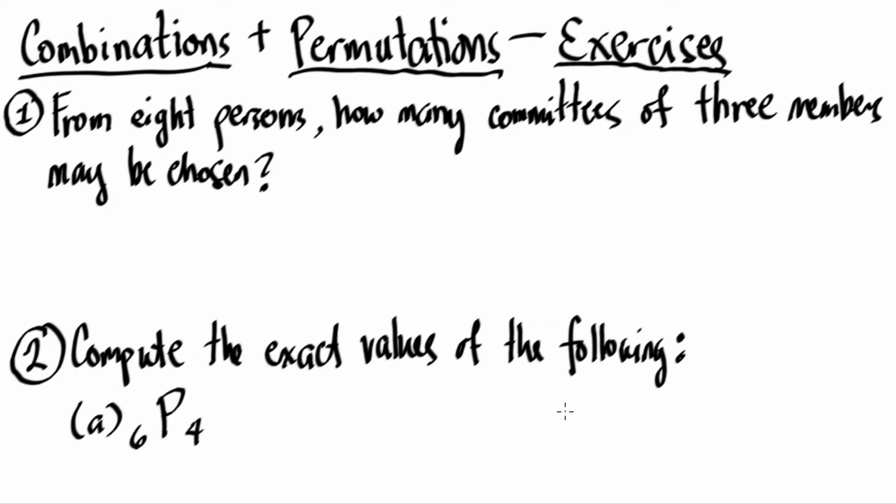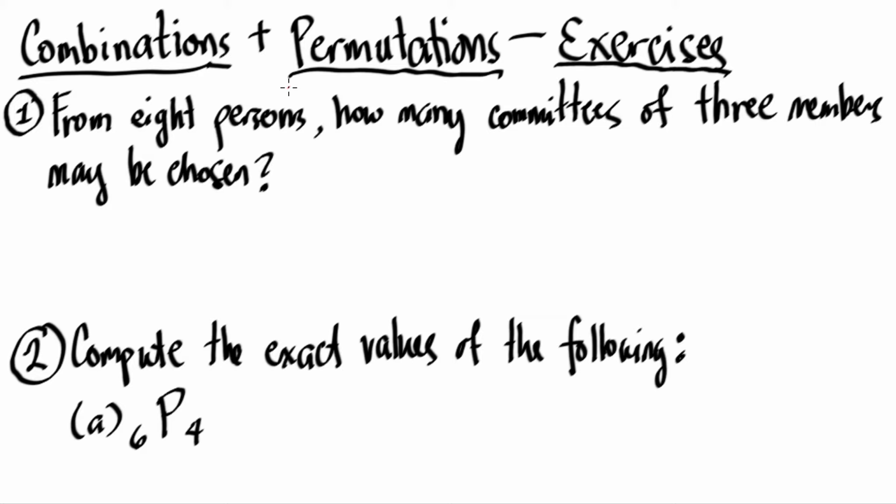So number one: from 8 persons, how many committees of 3 members may be chosen? What we're looking at here is that we're only choosing committee members. We're not getting them in order. There's no rank, there are no officers here. We are only creating committees composed of 3 members. So this is clearly a combination problem because we're only choosing and selecting. We're not arranging them in order.